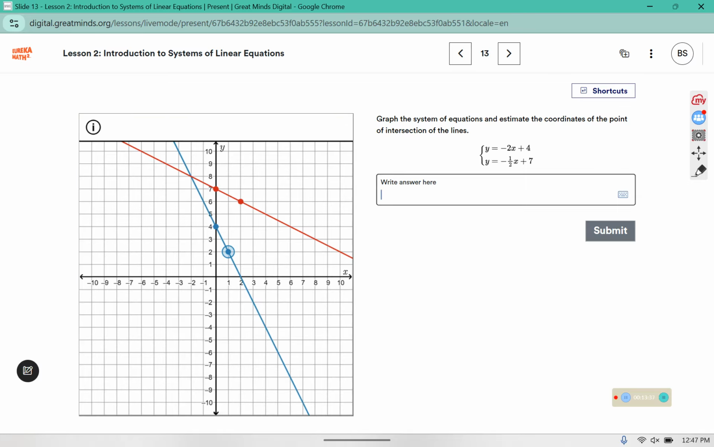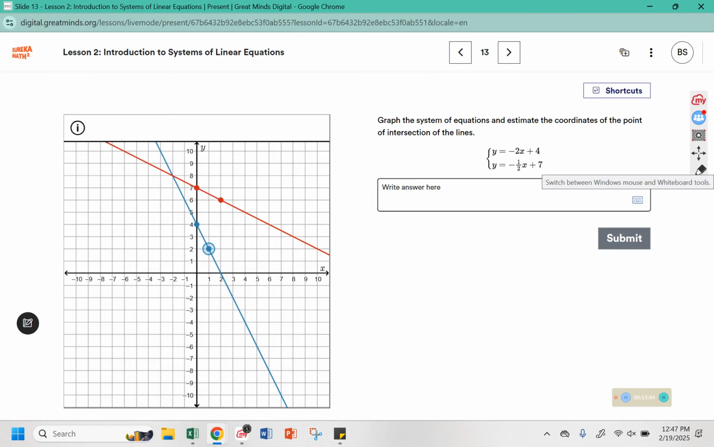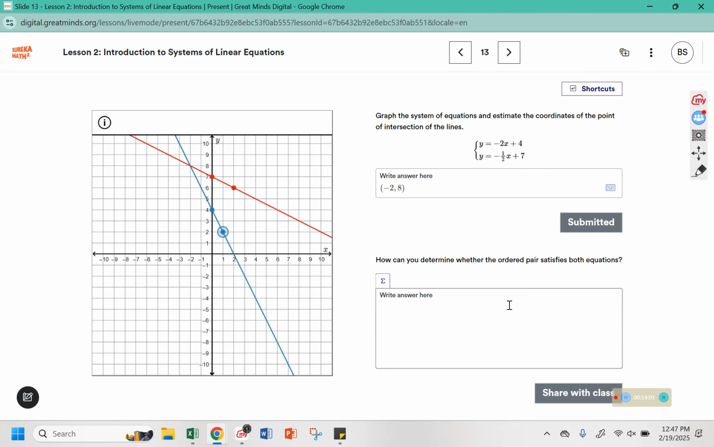And it says, graph the system and estimate the coordinates of the point of intersection. So where do those cross? It crosses at -2, +8. Can you determine whether the ordered pair satisfies both equations? Well, the 8 is the y value, and the -2 is the x value.